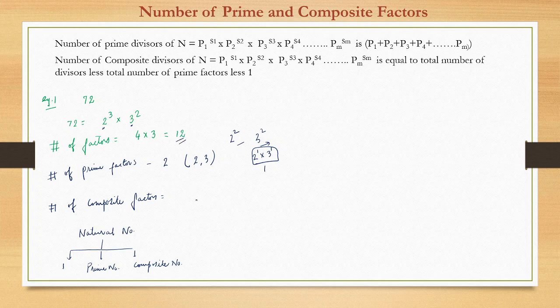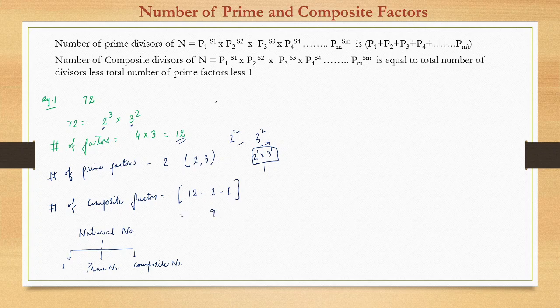So similarly here also, the total number of factors was 12, right? This also includes 1 because 1 is a factor of all numbers, 1 is a universal factor. So the number of composite factors would be the total number of factors, 12, minus the prime factors, we have only two, minus we will also subtract 1 because 1 is neither prime nor composite. So what we get? We get 9 as the answer.